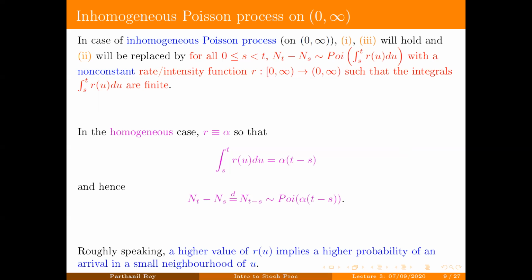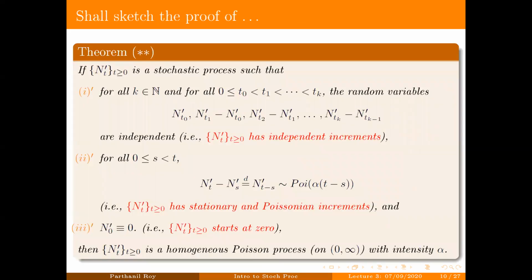Now we'll go back to the homogeneous Poisson process. We'll actually sketch the proof of this result that says a process N'_t, a continuous parameter stochastic process indexed by non-negative real numbers, that enjoys independent increments property, as well as stationary and Poissonian increments property as described before, and it starts from 0.